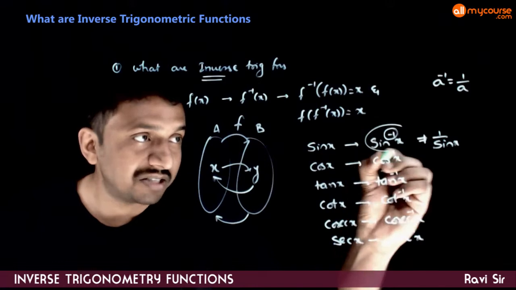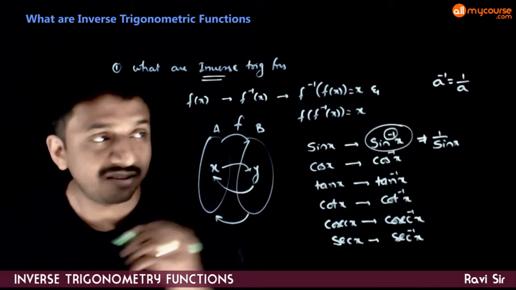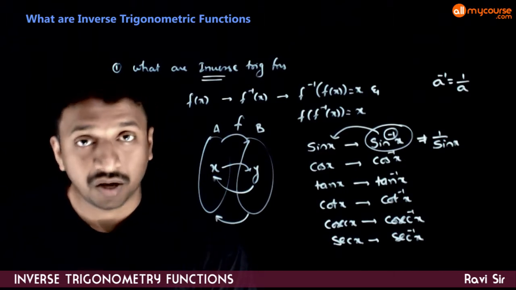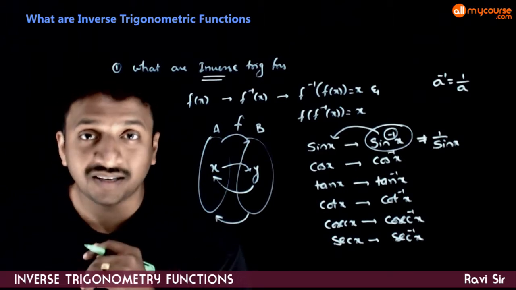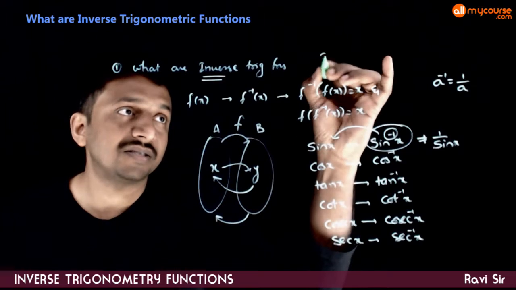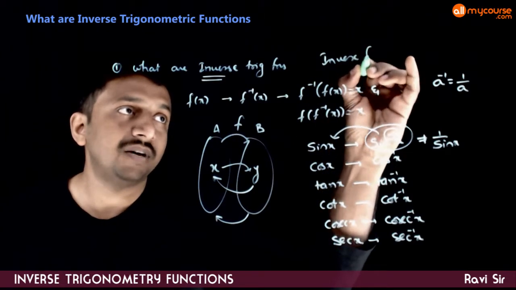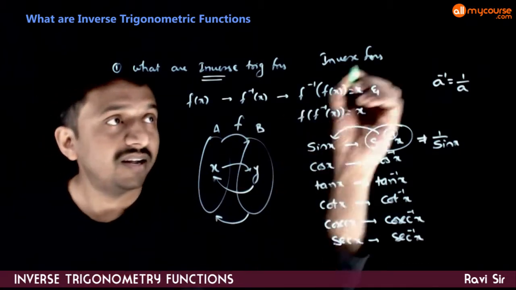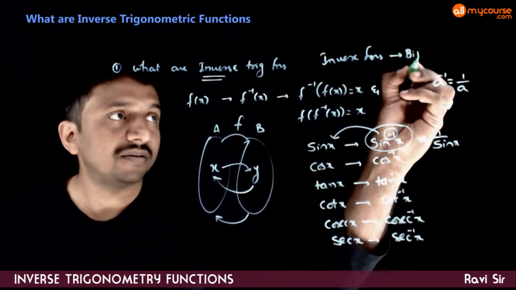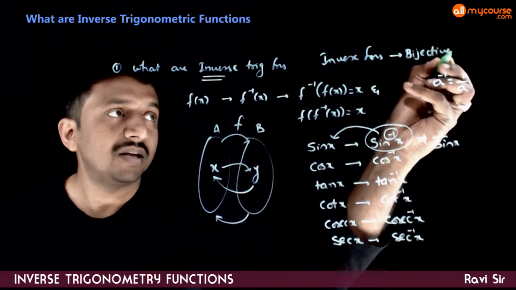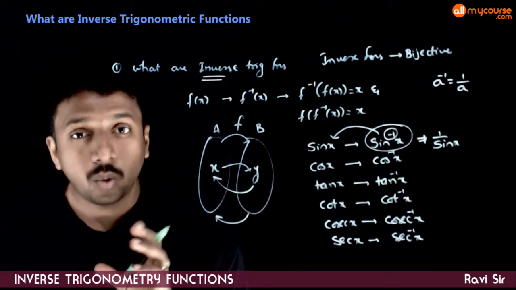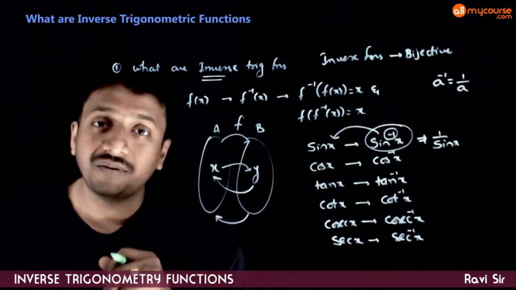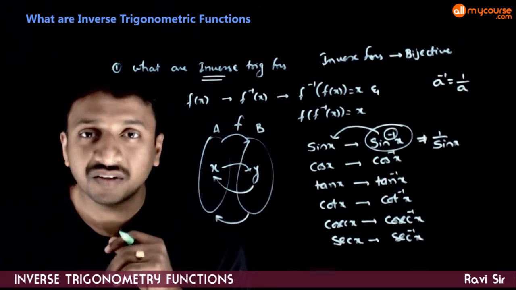these inverse functions cannot be defined for the complete function of sin x, because we have already seen that inverse functions exist only for bijective functions. Inverse will be defined only for 1, 1 onto functions. Now, are trigonometric functions 1, 1 onto? No, right?